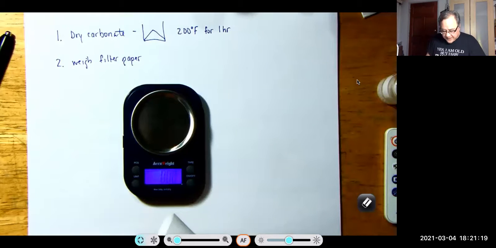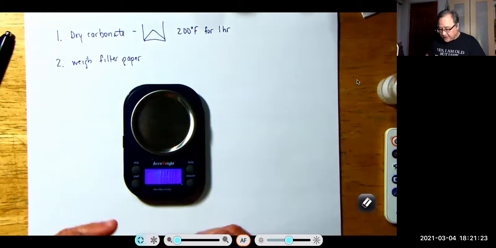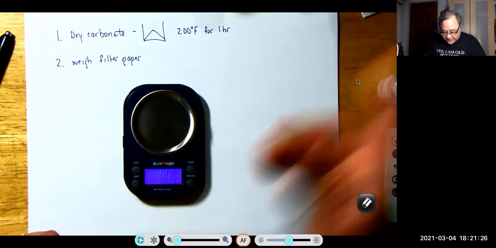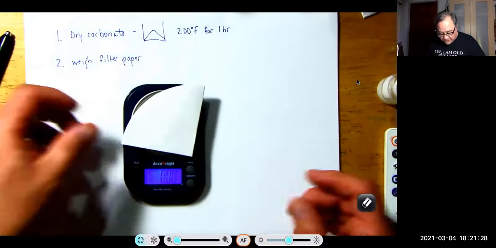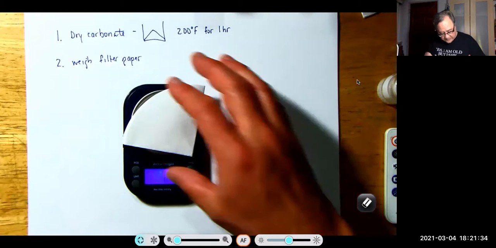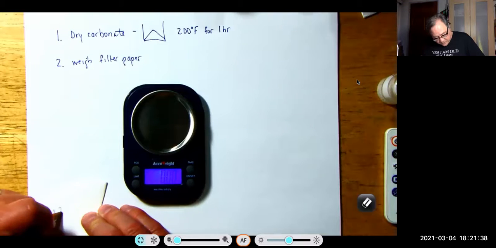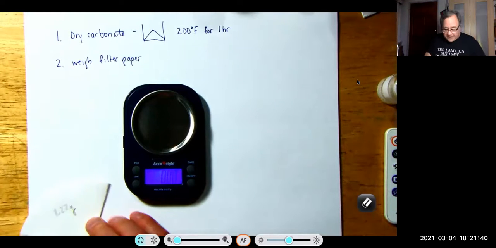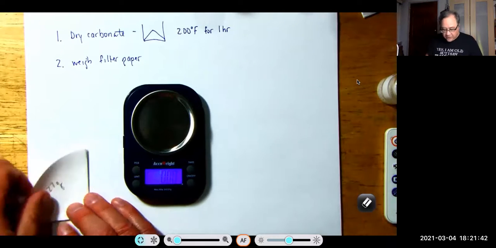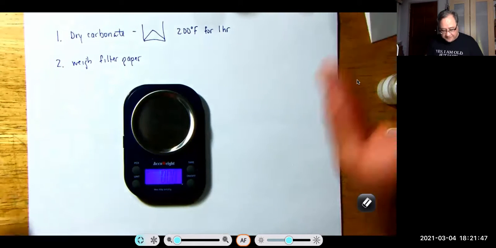And I'm curious to see how close the filter papers weigh in mass. I think they're going to be pretty close, but the one was 1.28. This one may be a little different. And it is, it's 1.27. So I went ahead and wrote that on the filter paper. So there's your filter paper. It's been weighed, and I'm going to put that off to the side.